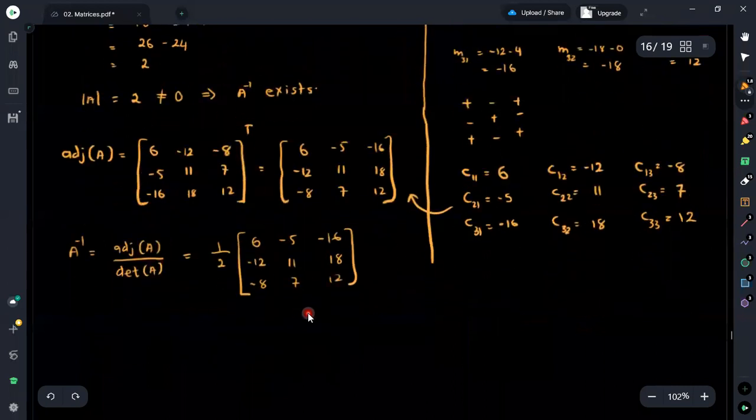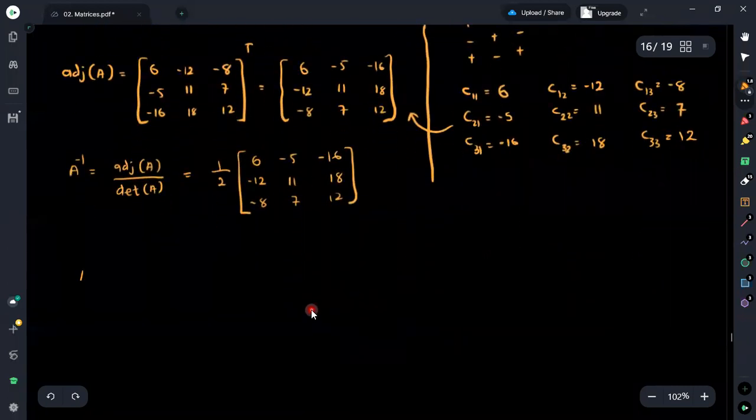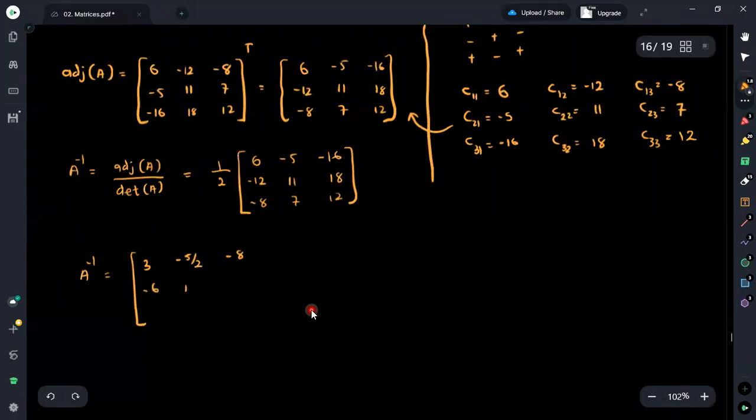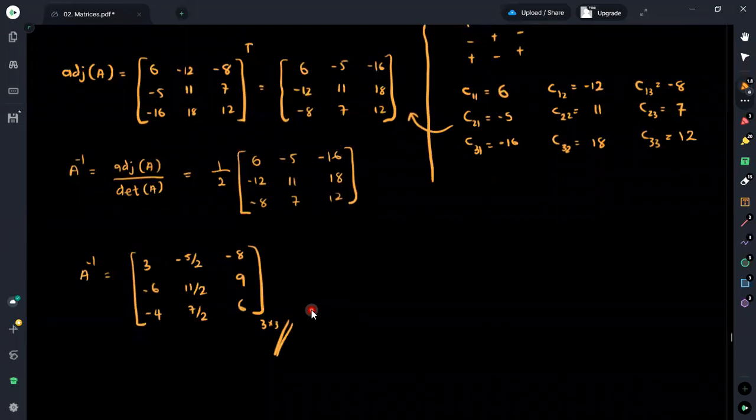Once you perform this calculation, we can simply take A inverse equals 6 divided by 2, it is 3. Here it is minus 5 divided by 2. Then the value is minus 8, minus 6, 11 divided by 2, 9, minus 4, 7 divided by 2, and 6. This is a 3 by 3 matrix. And this is how we obtain the inverse of a 3 by 3 matrix.